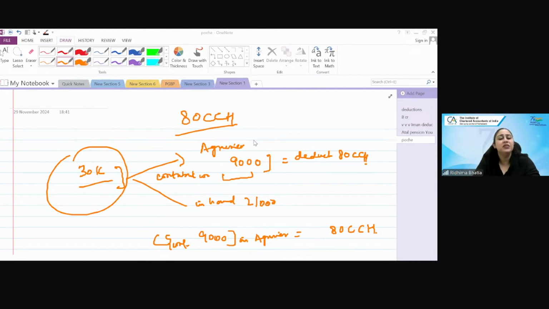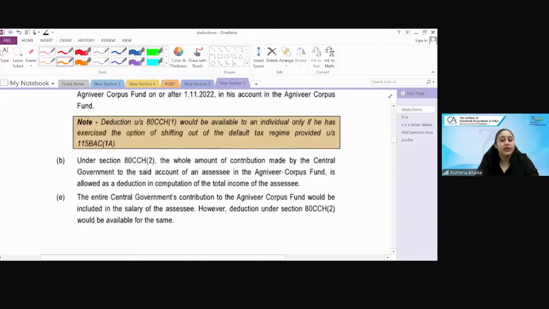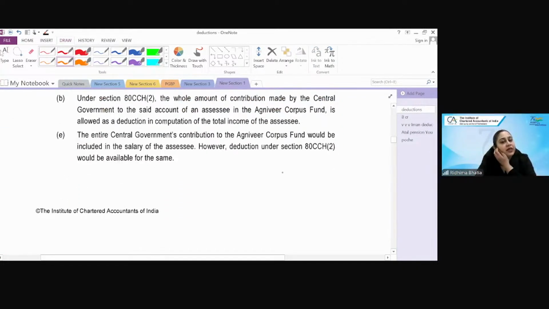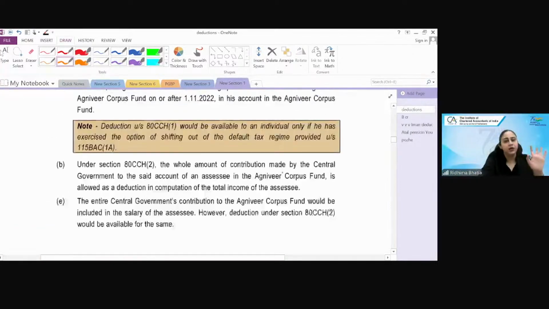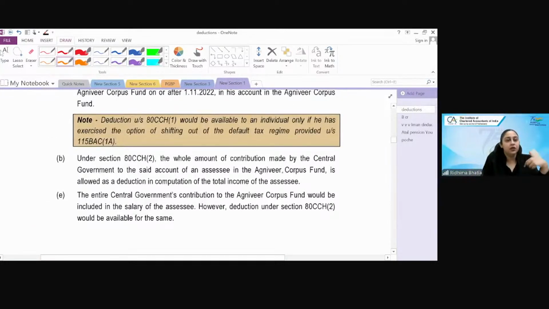Will a question come from this? I am not very sure a question can come from this because the year in which it was introduced was actually a very interesting year. Otherwise, I don't think the question can come from it. Okay? Clear? So 80CCH1 में your contribution would be allowed, but not for 115 BAC wala. But central government contribution would be allowed under 80CCH2, which is allowed for both 115 BAC also and normal regime also.